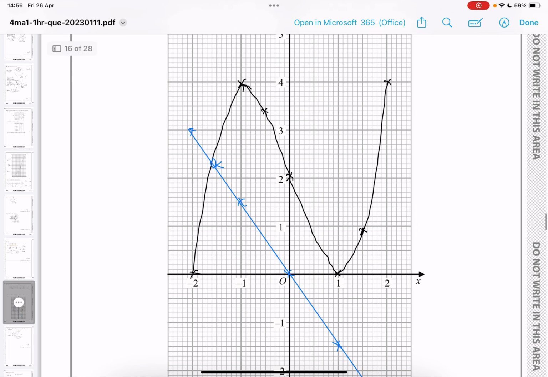And once you've drawn the line, you find where the curve and the line intersect to find the solution of the equation, which is minus 1.6. Sometimes there might be more than one intersection point, and you can see that in loads of simultaneous equations. You have two solutions, so that's when you have a parabola.